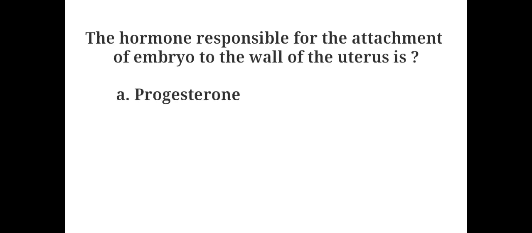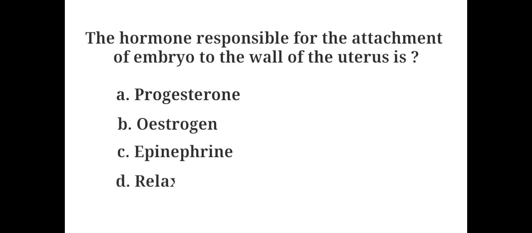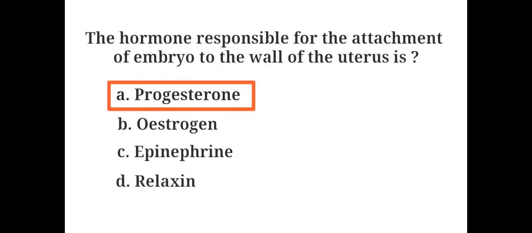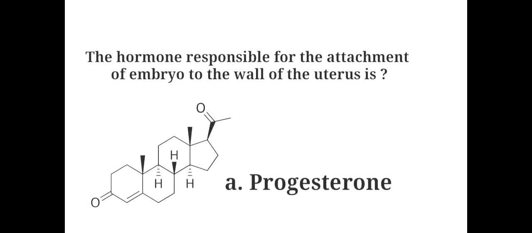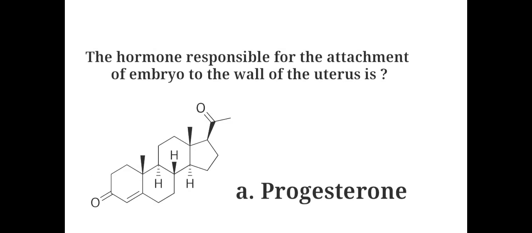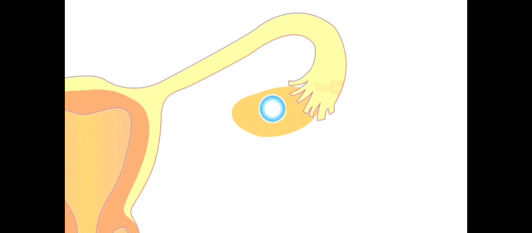The hormone responsible for the attachment of embryo to the wall of the uterus is A. Progesterone, B. Estrogen, C. Epinephrine, D. Relaxin. And the answer is A. Progesterone. The hormone responsible for the attachment of embryo to the wall of the uterus is progesterone. Progesterone prepares the tissue lining of the uterus to allow the fertilized egg to attach to the wall of the uterus and helps to maintain the endometrium throughout pregnancy.